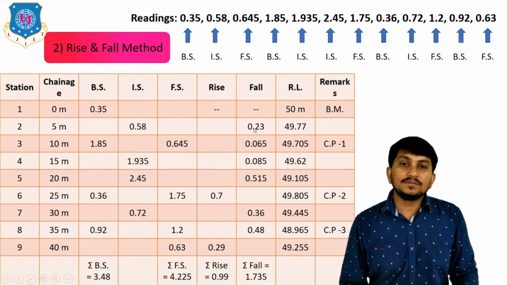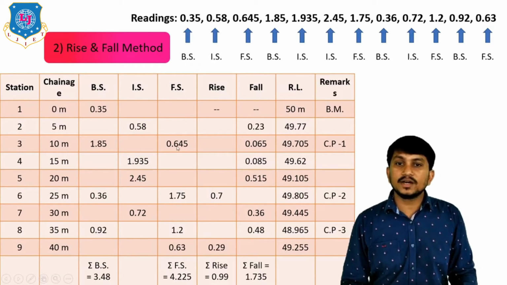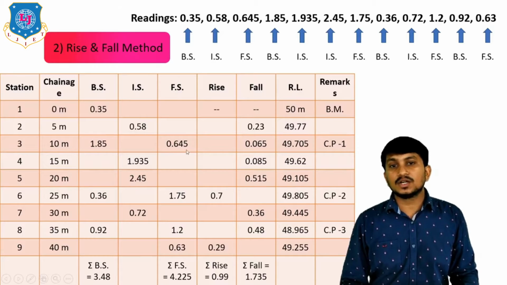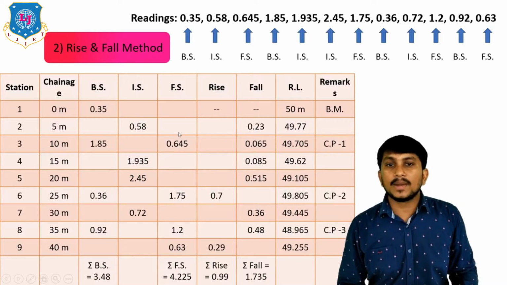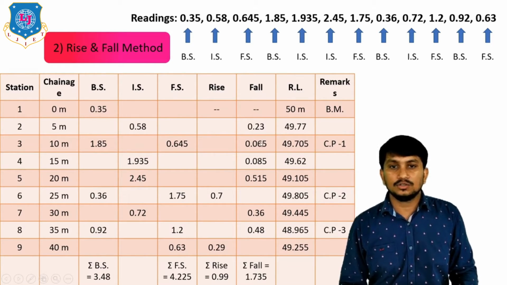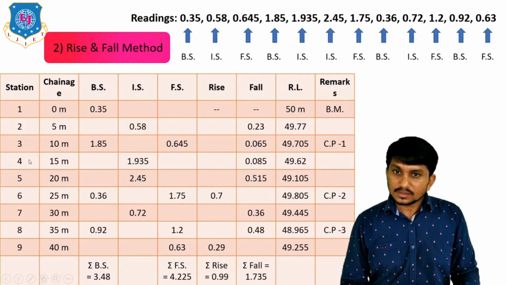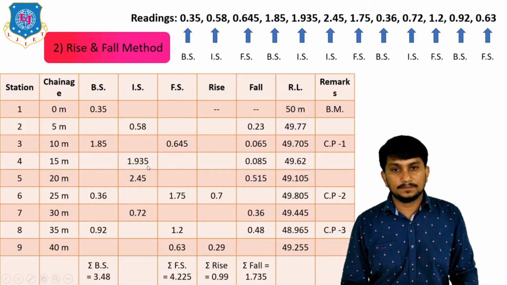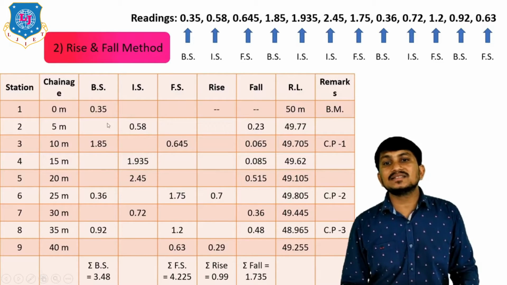Then to find out rise or fall of the third station, we have to deduct the reading of the third station from the preceding staff reading 0.58. So 0.58 minus 0.645, the value is in minus, so it is written in the fall column. Then to find out rise or fall of the fourth station, we have to deduct the value of this staff reading from the preceding staff reading.